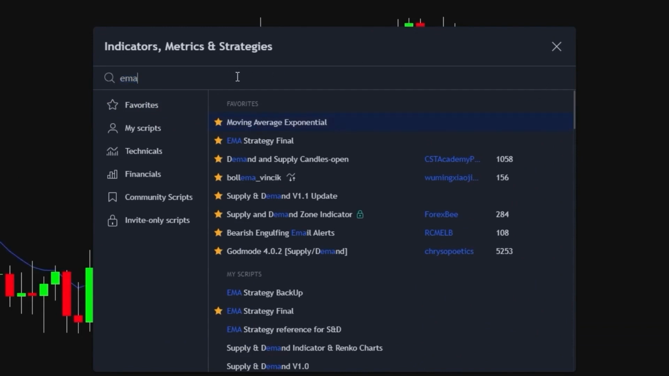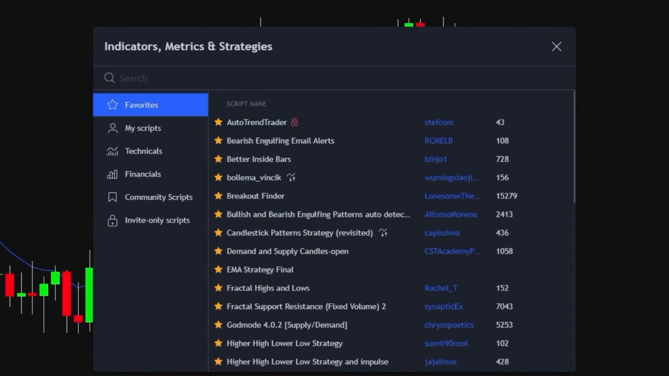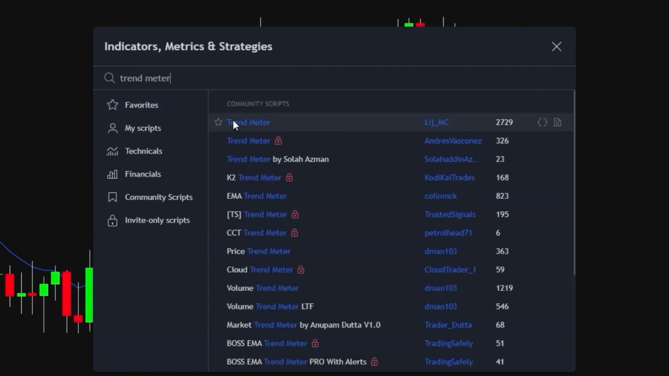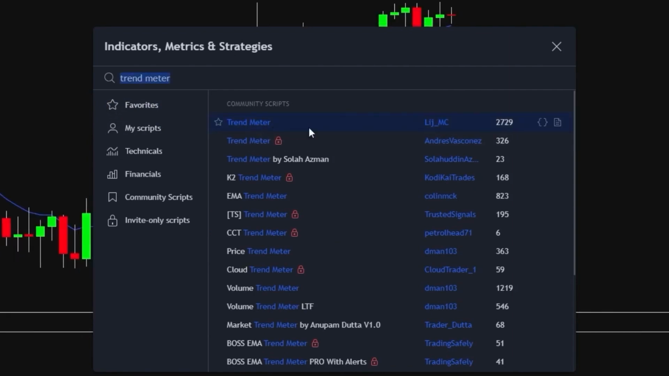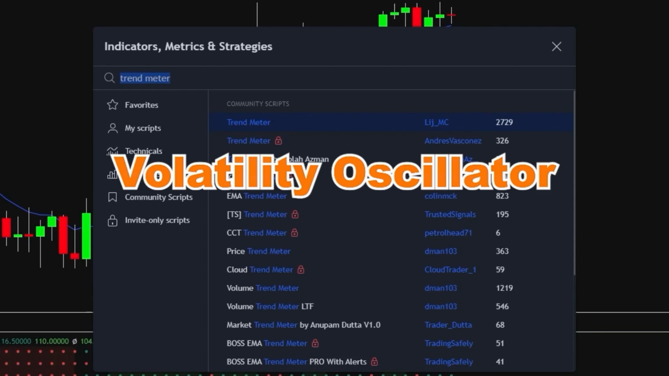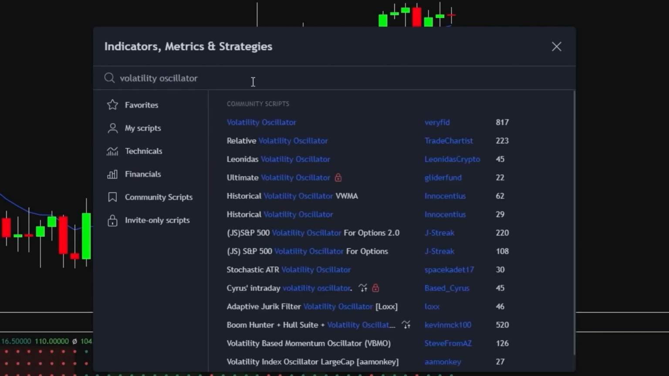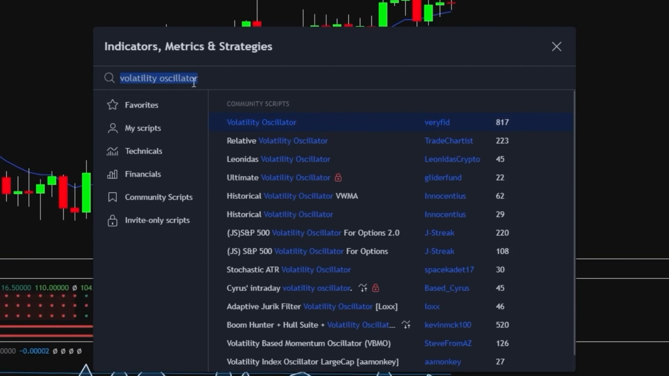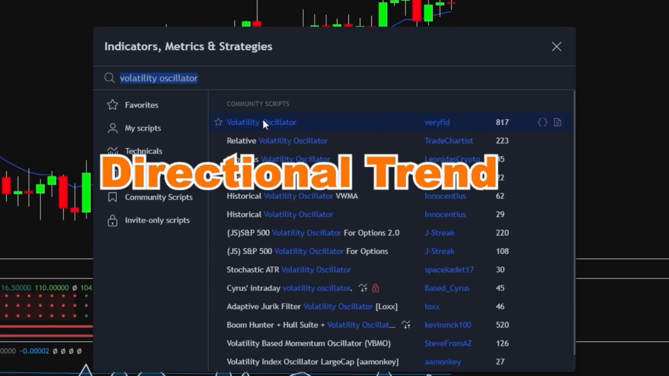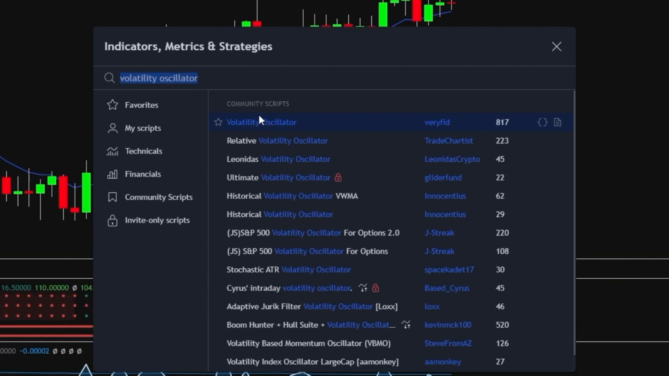And then we're going to search for the second indicator, that is Trend Meter. Now we're going to search for this indicator here and add the indicator created by Lidge MC to our chart. And the third and final indicator that we're going to be using is the Volatility Oscillator. So we're going to search for this indicator in our indicators tab and add the Volatility Oscillator by Veryfid onto our chart. Now these are the 3 indicators that we're going to be using. This indicator displays the relative volatility and directional trend. So we'll also search for this and add it to our chart.